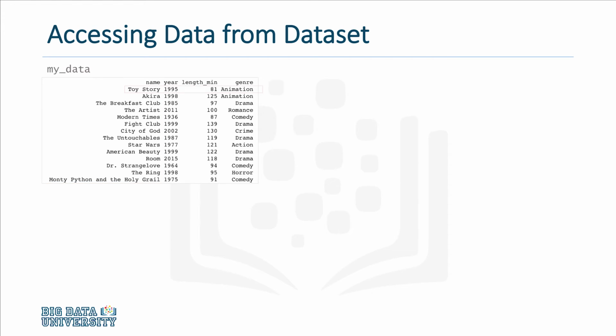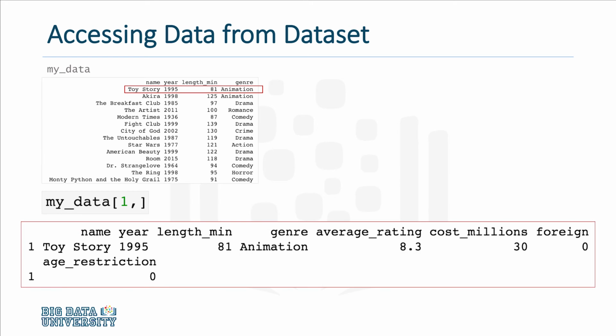You can also retrieve an entire row from a dataset, like the one highlighted here. Inside the square brackets, simply type the row number you want to access, followed by a comma, leaving the column blank. This will retrieve the selected row with all of the columns of the dataset.